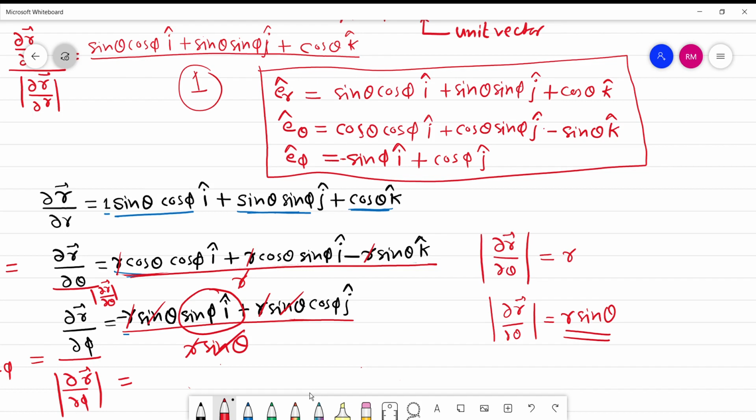In the next lecture we will try to obtain i, j, k in terms of e_r cap, e theta cap and e phi cap. That is very simple. Okay, so let's do it in the next lecture.